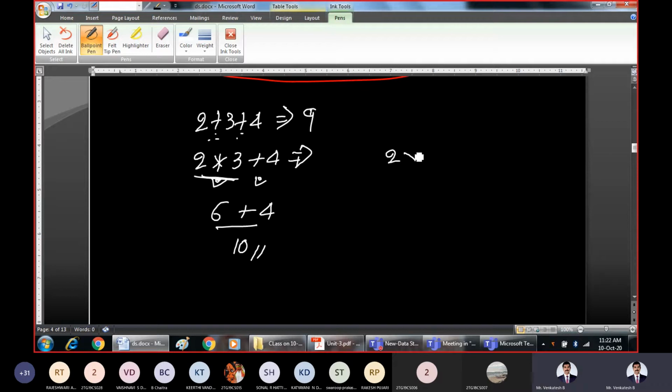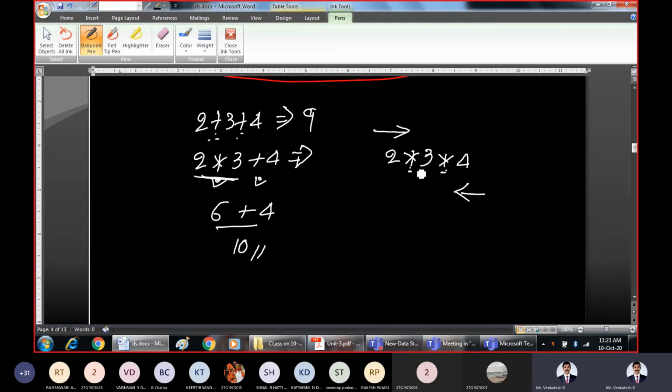So I'll take one more example. 2 into 3 into 4. Now I have star and star, two operators. Both operators have the same priority. In this case, what to do? And this is where associativity comes into existence. Associativity means whether you have to solve from left to right or from right to left.